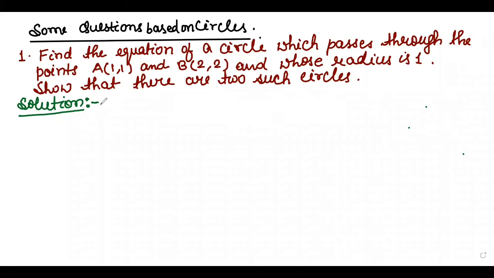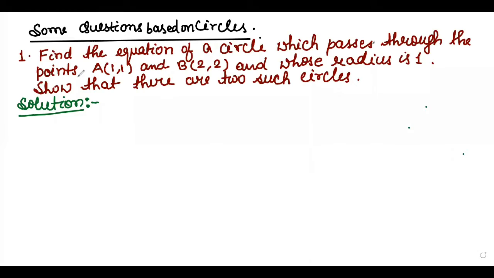Students, I am going to discuss some questions based on circles. So the question is, find the equation of a circle which passes through the points A (1, 1) and B (2, 2) and whose radius is 1. Show that there are two such circles.